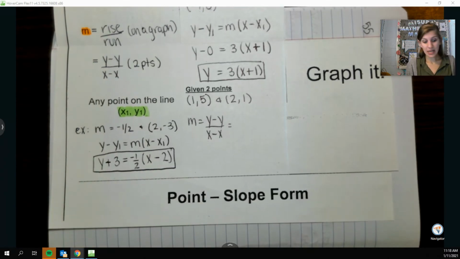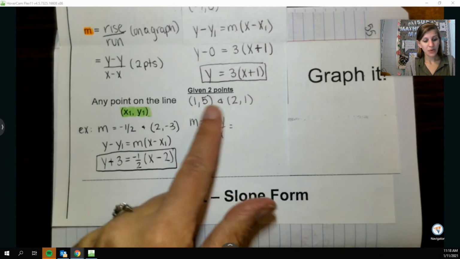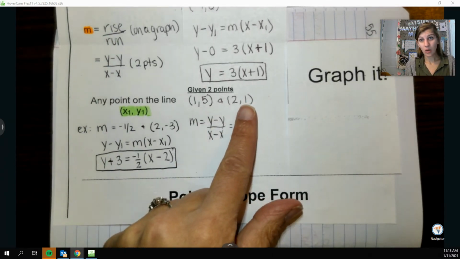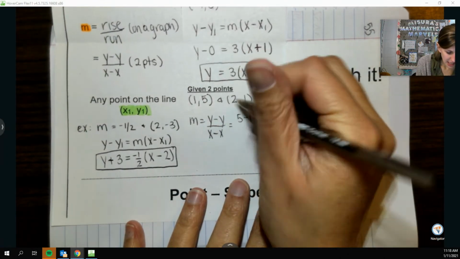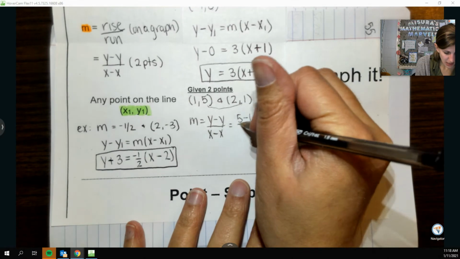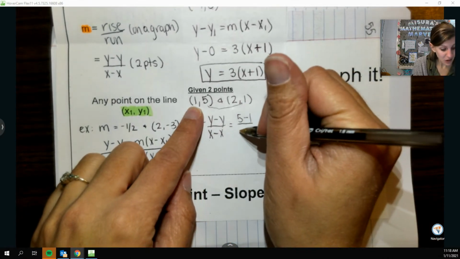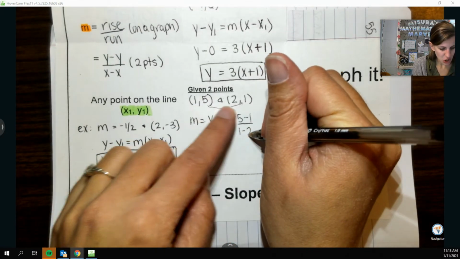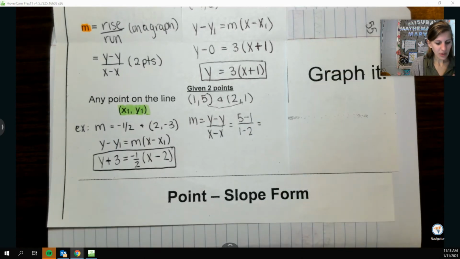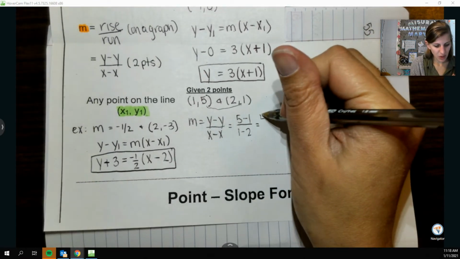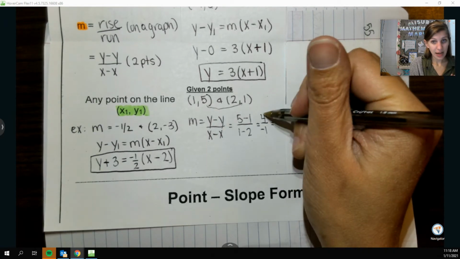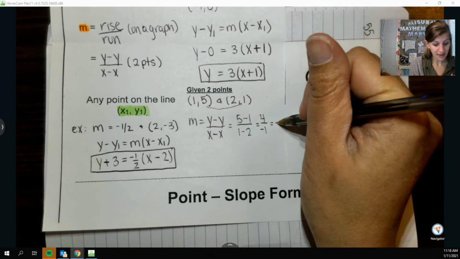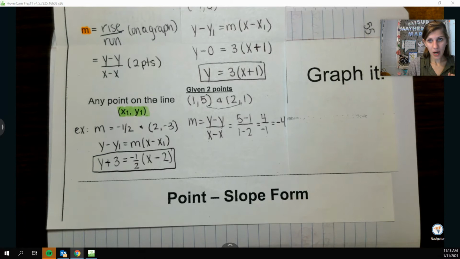So when I do y minus y, I could do 5 minus 1 or 1 minus 5. I feel like 5 minus 1 feels better to me. But since I'm going in that order, I need to do the same for x. So I'll have to do 1 minus 2. So 5 minus 1 is 4. 1 minus 2 is negative 1. So when I simplify here, I get that my slope is negative 4.